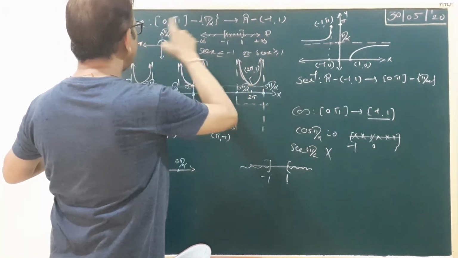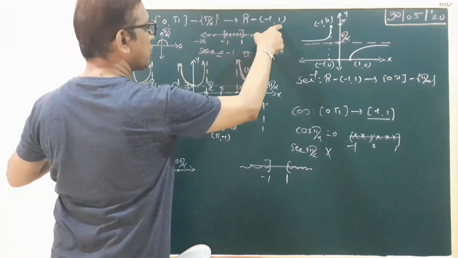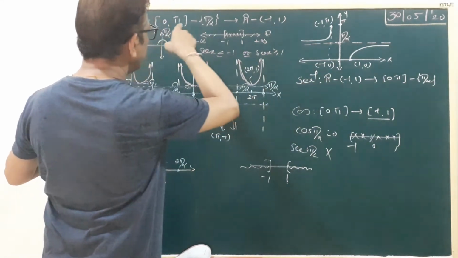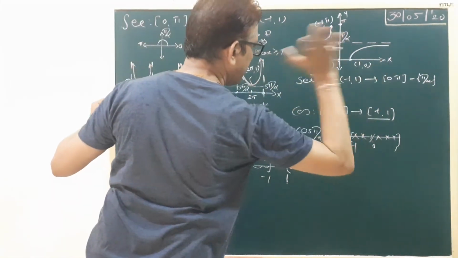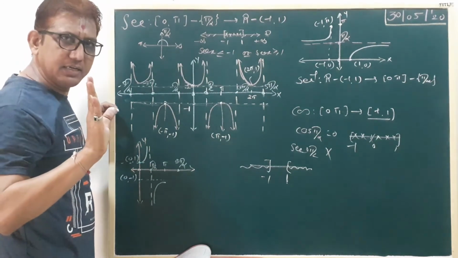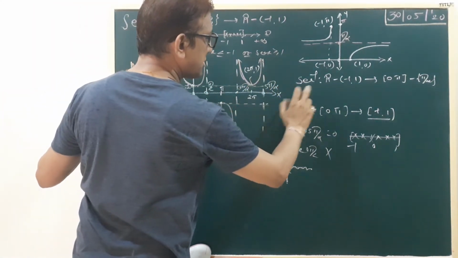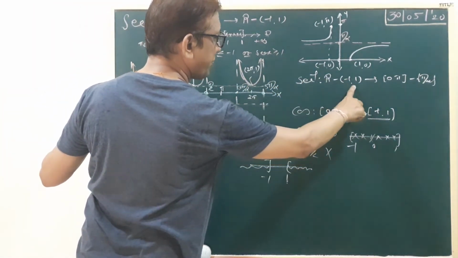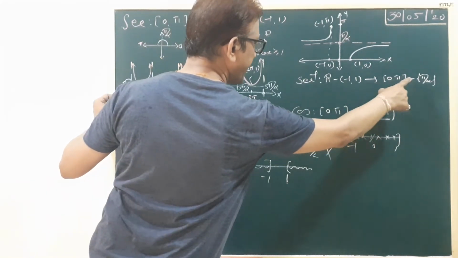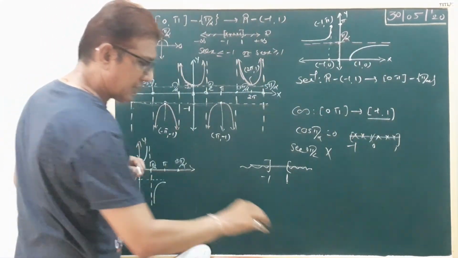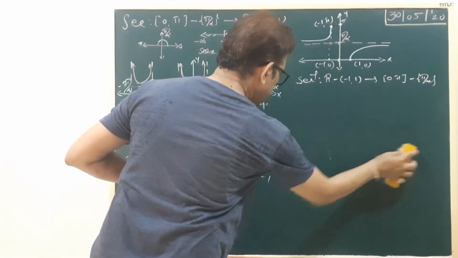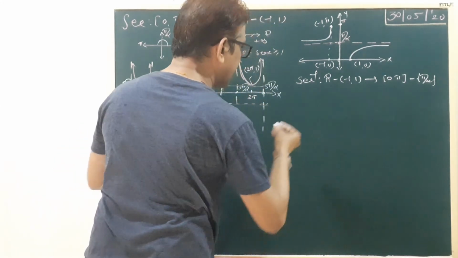In the sec function, this is our codomain. Now this is your domain. Clear? So the sec inverse function's domain is R minus the open interval minus 1 to 1, and its range is 0 to pi minus pi by 2. Clear? Okay. Now we discuss sec inverse and sec x.